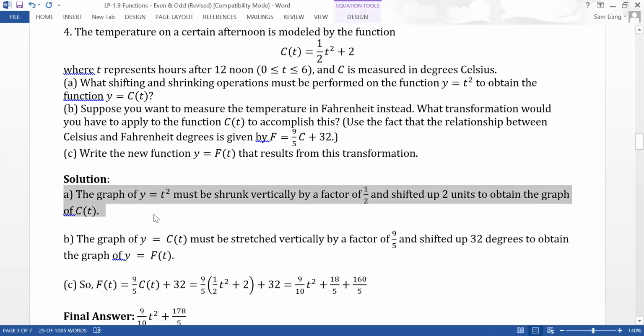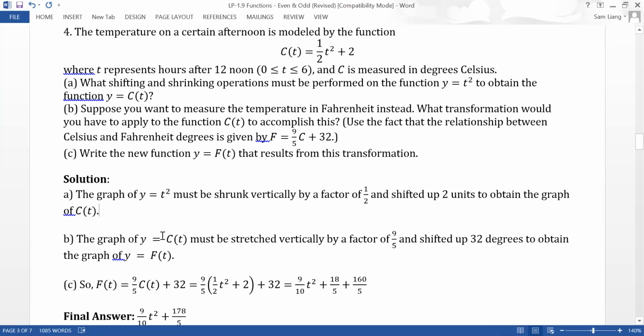All right, part B. We're just analyzing this function right here, the graph of y equals c of t. So this Celsius function is being transformed. It must be stretched vertically by a factor of 9/5 and shifted up 32 degrees to obtain the graph of f of t. Okay, so that's your answer for part B. Pretty simple, pretty much the same as A, just different numbers. And lastly, we have part C: write the new function that results from this transformation.